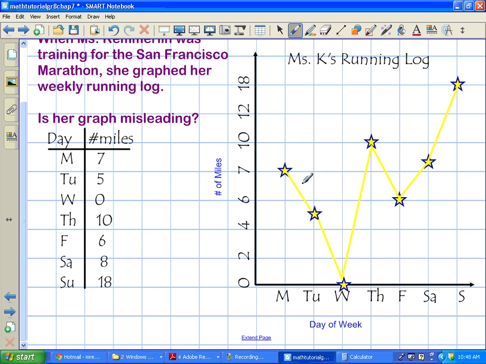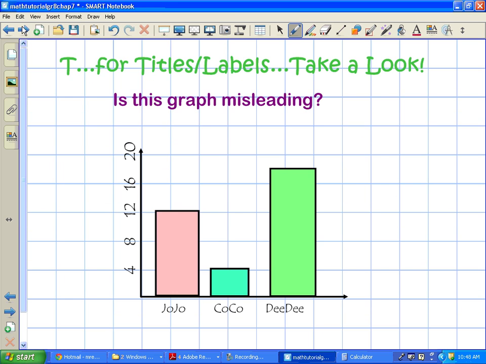In this case, Monday is 7. Tuesday is 5. Wednesday is 0. Thursday is 10. Friday is 6. Saturday is 8. And Sunday is 18. If you count up the side here, 0, 2, 4, it looks like you're going up by 2s. 0, 2, 4, 6, ooh, this is 7. 10, 12, 18. You notice that they changed the scale up here. They're not even going in order here. So be careful with the scale.